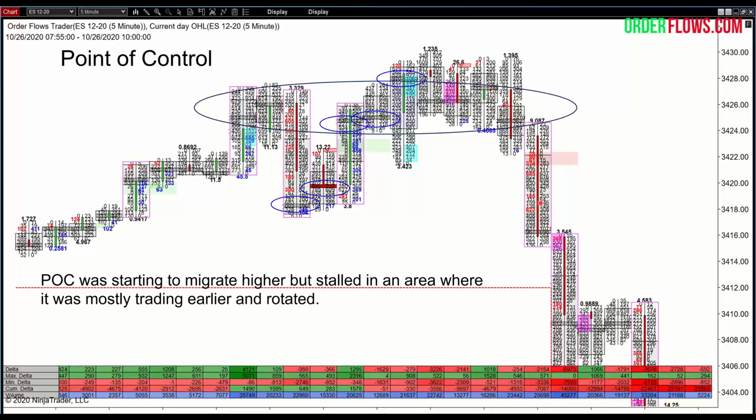The point of controls are migrating lower, right? And what's important to notice is these point of controls are what we call virgin point of controls, right? They haven't been touched in the next bar, right? They're sitting there. Next bar, also lower, hasn't been touched. And again, that's another form of analysis. I'm not going to get into it right now on this presentation, but it's something that as a trader you have to pay attention to.